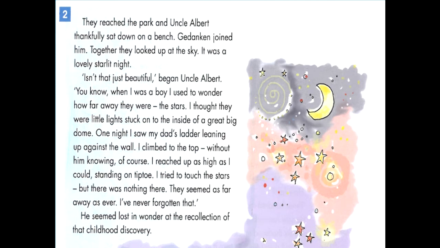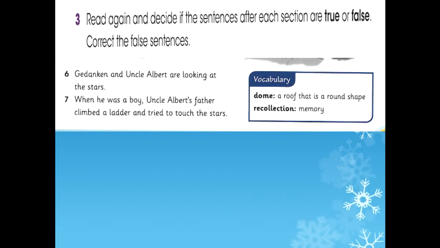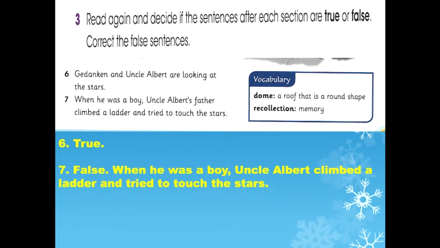Okay, this is part 2. Again, I will move to sentence number 6. Gedanken and her Uncle Albert are looking at the stars. True or false? It's true. And 7, when he was a boy, Uncle Albert's father climbed a ladder and tried to touch the stars. It is false. When he was a boy, Uncle Albert himself climbed the ladder and tried to touch the stars.